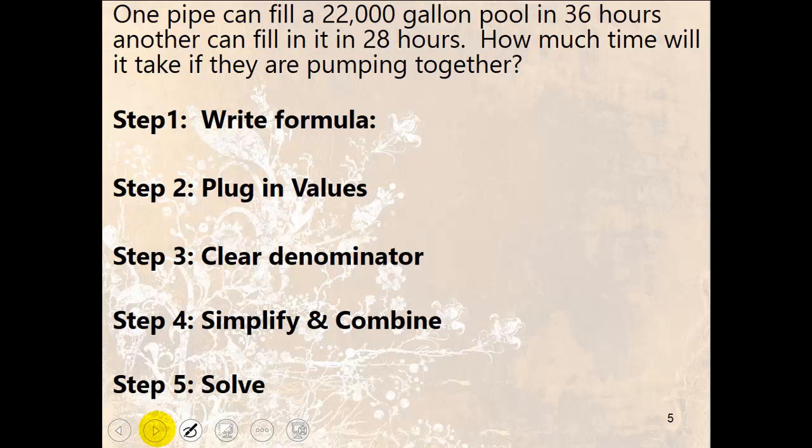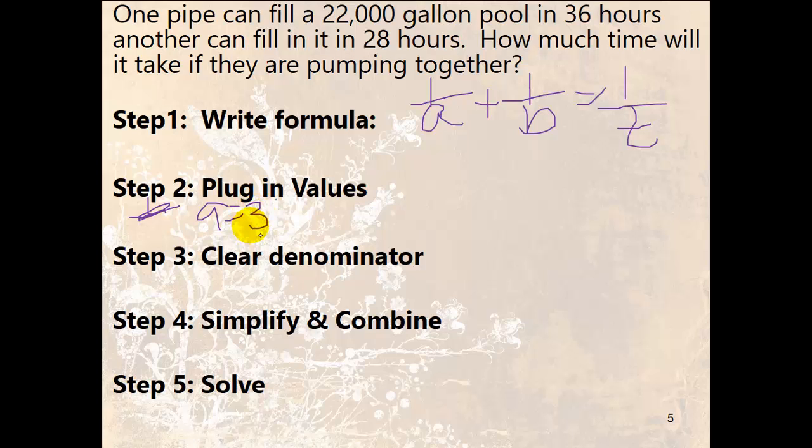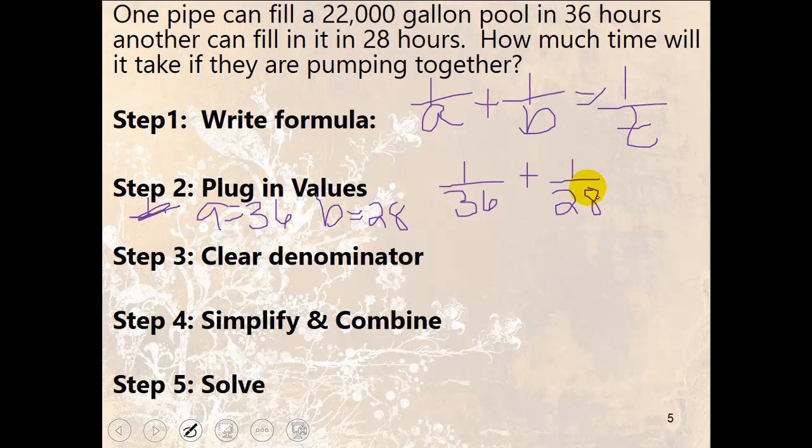All right, so my formula is just 1 over A plus 1 over B equals 1 over T. The values that I'm going to plug in are, well, A is 36 and B is equal to 28. I don't know what T is, so I have 1 over 36 plus 1 over 28 equals 1 over T.